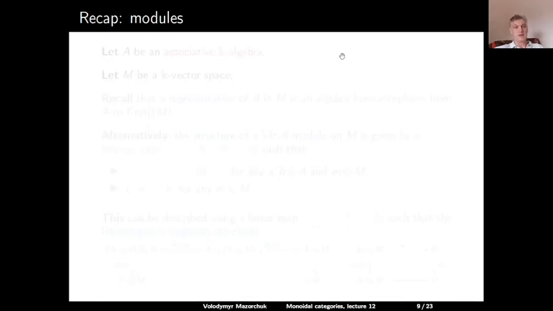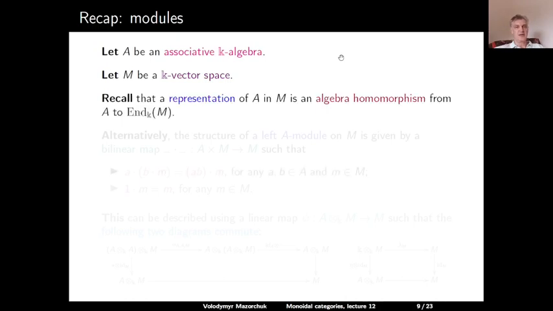Okay, now let us talk about modules. Recall that if we have an associative K-algebra A, and if M is a K-vector space, then a representation of A in M is an algebra homomorphism from A to the algebra of all linear endomorphisms of M.